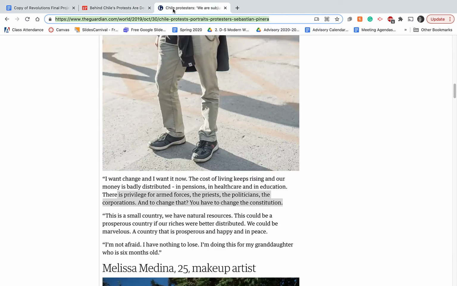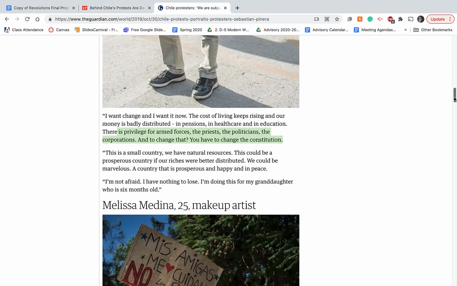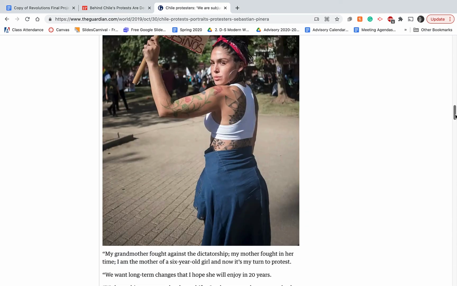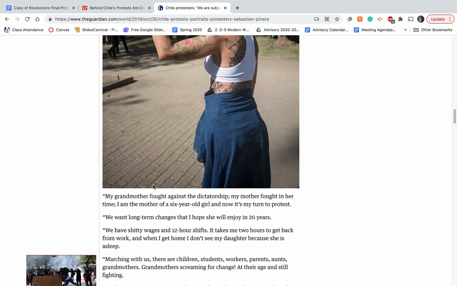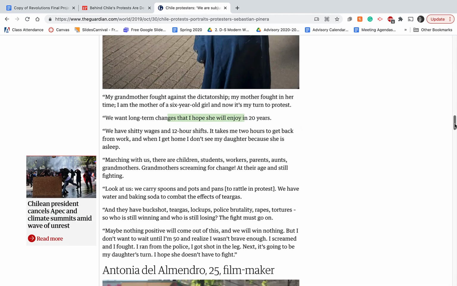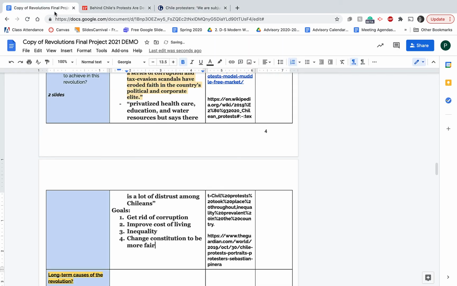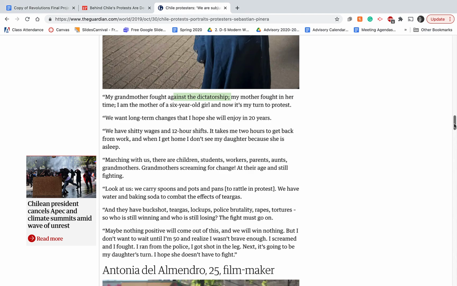Oops, that's the wrong one, sorry. Scroll down. Let's see what this Melissa wants. Oh, fought against the dictatorship. Changes I hope we will enjoy in 20 years. Okay, that's not really that helpful. Next, my daughter should want to fight. Okay, so fighting against a dictatorship. So we know that that might have a connection to getting rid of corruption. I'm not sure yet. I would have to keep reading.